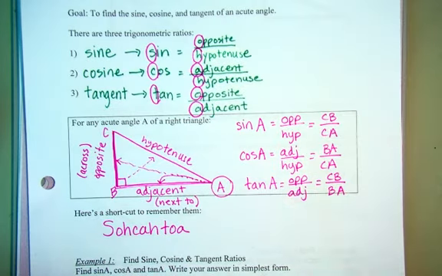SOHCAHTOA. Her name represented the trigonometric ratios. Pretty cool, huh? So Sohcahtoa, I think, should be much more famous than Pocahontas, because what did Pocahontas do? She was just a pretty face. Blah, blah, blah. Sohcahtoa made all the money. Right? All right, so there's another way to write it.